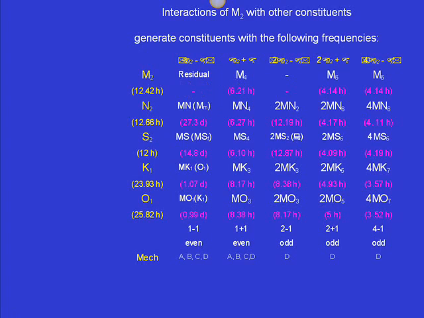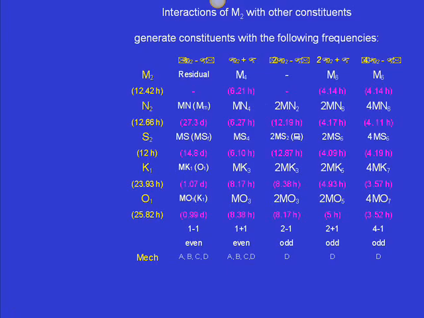Now the residual M2 can also produce M4 and M6, and you have the periods of each one. The period of the M4 is 6.2 hours, and the period of the M6 is 4.1 hours.